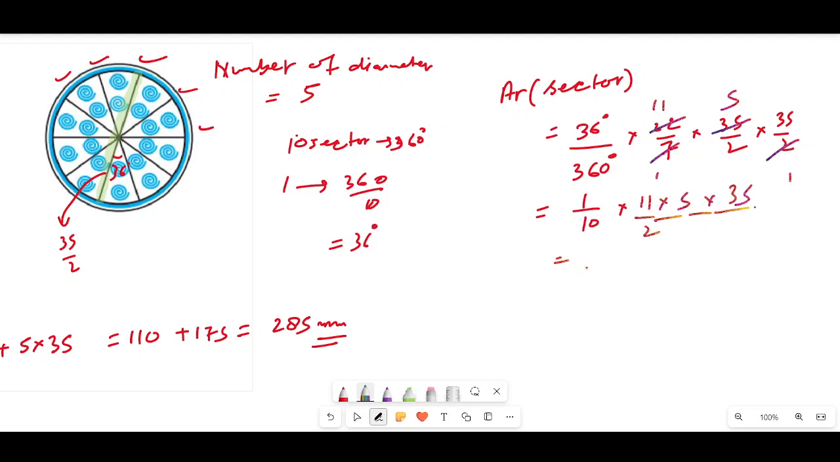Now after solving this, we will get 5 to the 10 and 5 7 here, so 2 to the 4, and after multiplication we will get 385. So this is the area, in millimeter square. This is the answer of the given question. Now come to the next part.